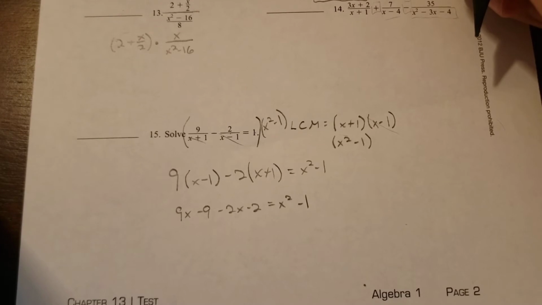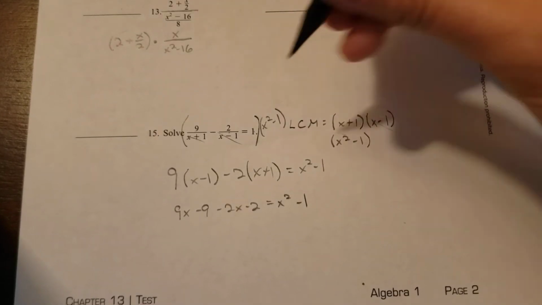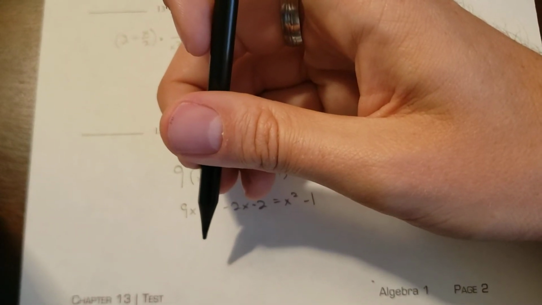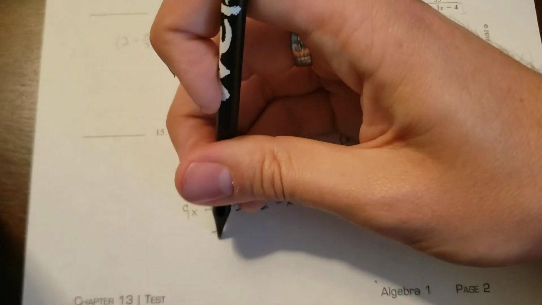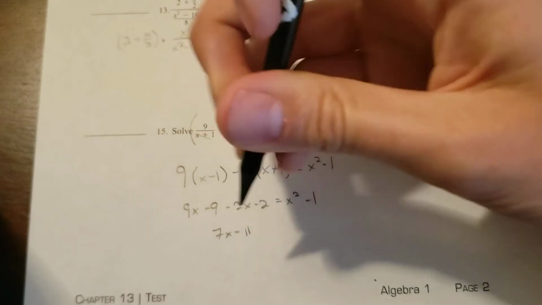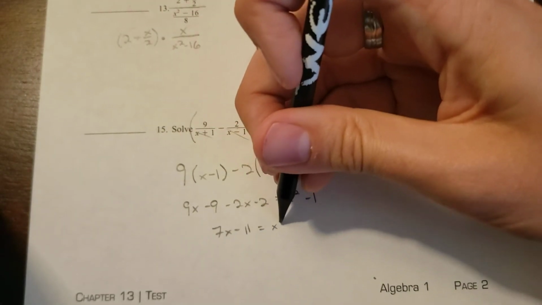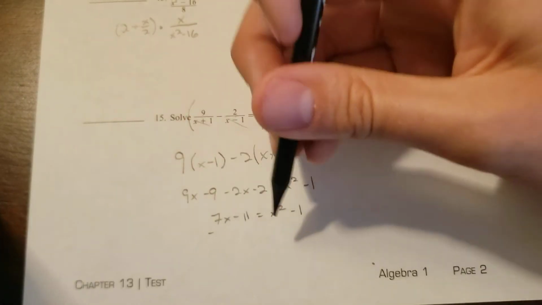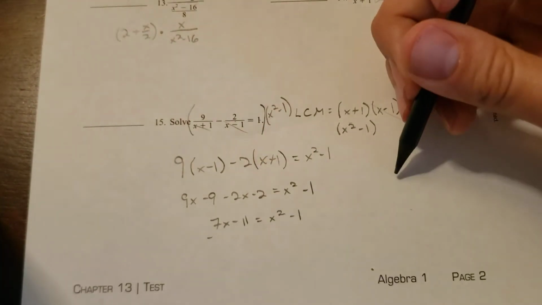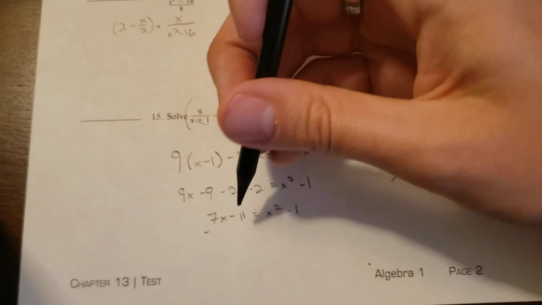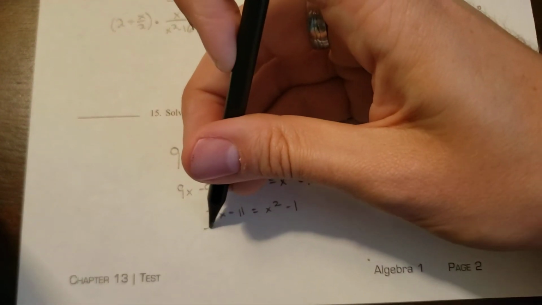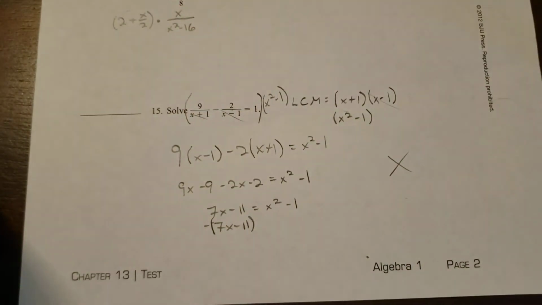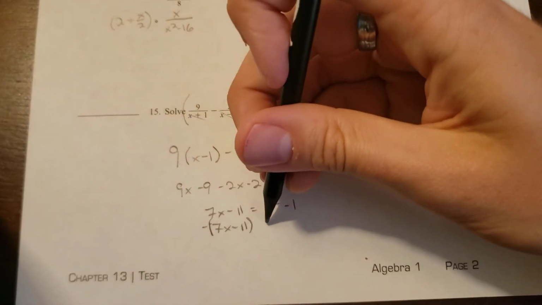Okay. So after combining all my like terms, that's 7x minus 11 equals x squared minus 1. Now what I'm actually going to do is subtract, because I want this to be positive. That's going to make my diamond a lot easier. So I'm going to subtract the whole business, 7x minus 11. What I do to one side, I have to do to the other.